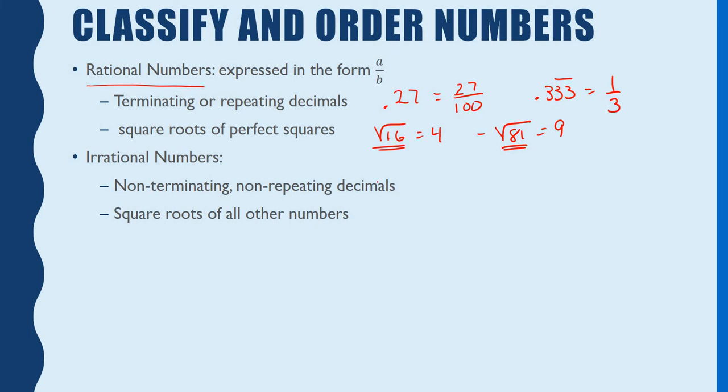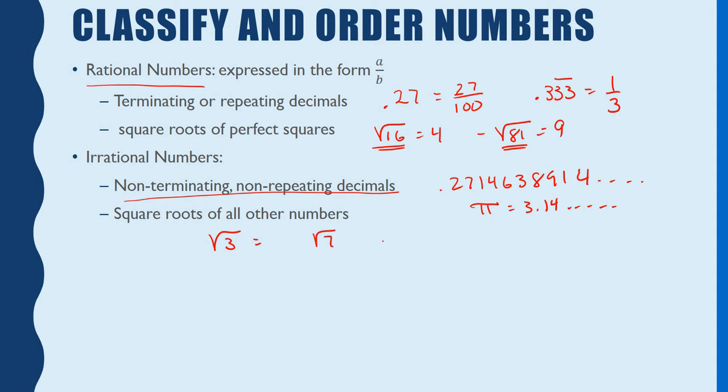Irrational numbers are non-terminating, non-repeating decimals. So 0.2714638914... There's no pattern, there's no repeating, it goes on and on forever. There are a few of these irrational numbers that we use commonly. One of them is pi. We all know that pi goes on and on forever. And the square roots of everything that is not a perfect square. So the square root of 3 gives you a non-terminating, non-repeating decimal. The square root of 7, the square root of 4.2. Any square root, as long as it's not the square root of a perfect square, is irrational.